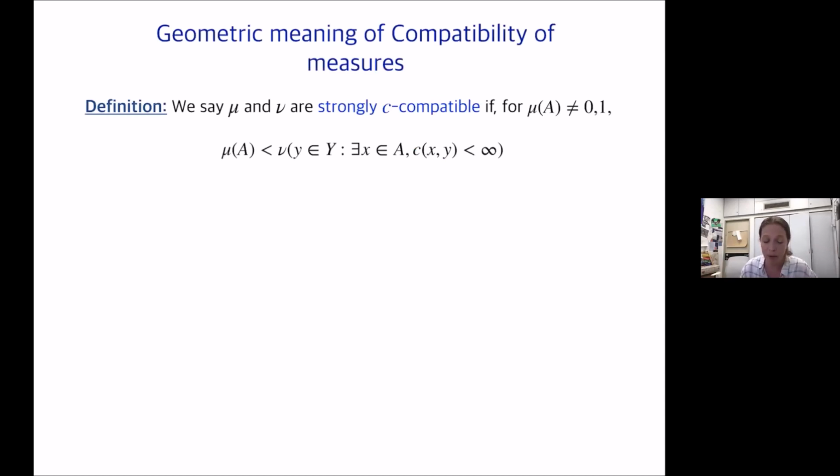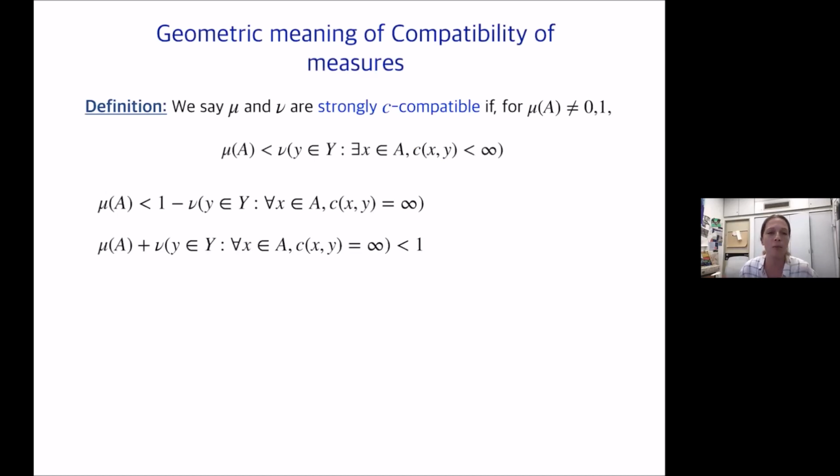Okay, so I repeated here the definition of strong C compatibility, written here in the dual setting. So the measure of A, for any A, is less than the nu measure of all the points that are allowed to be mapped to A. But I can rewrite it like this. Instead of writing nu of the points y such that there exists some x in A with finite cost, I'm writing 1 minus the measure of the complement. So y is such that for all points of A, they're not allowed to be mapped to them. Okay. And I can also move this to the other side.